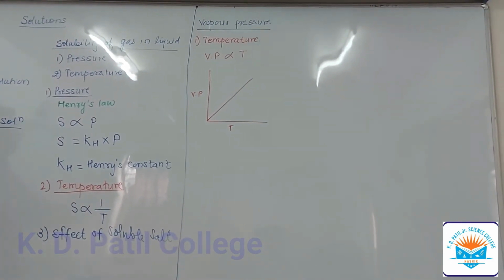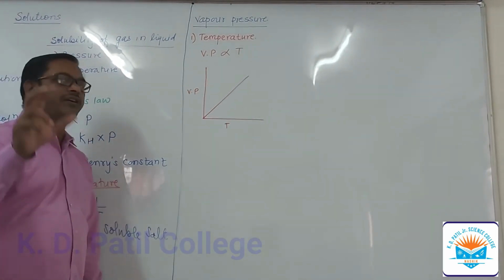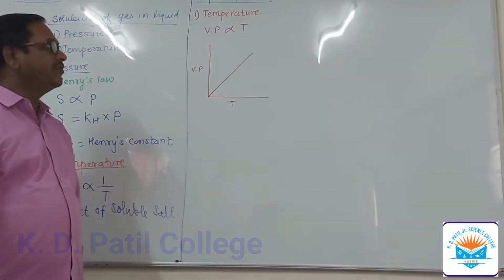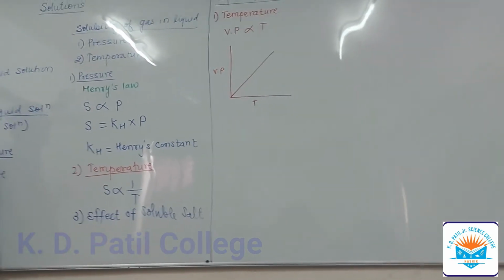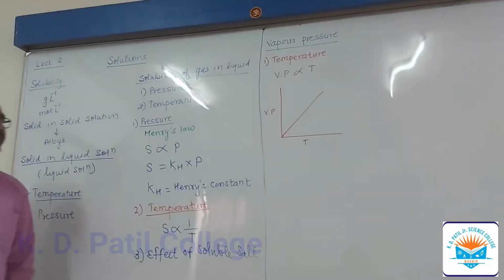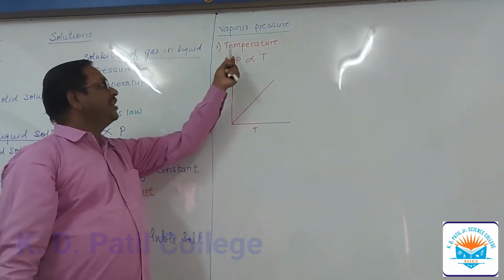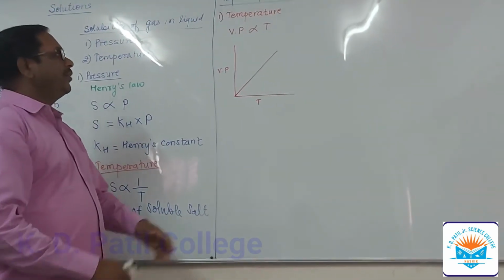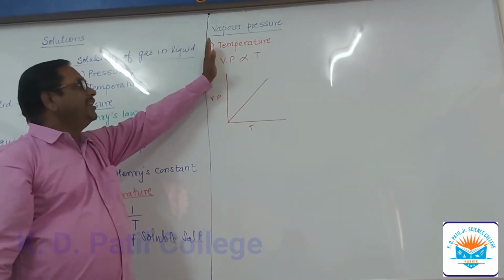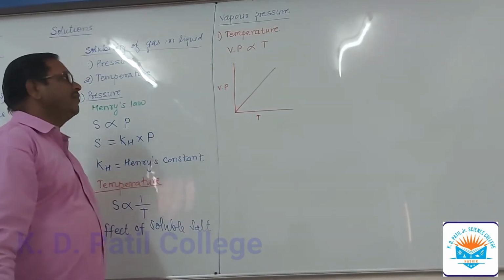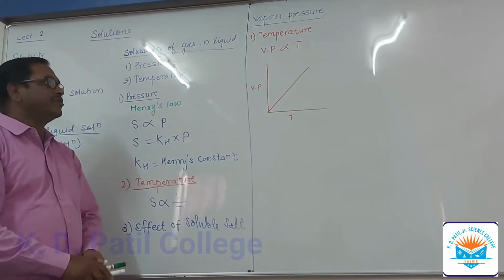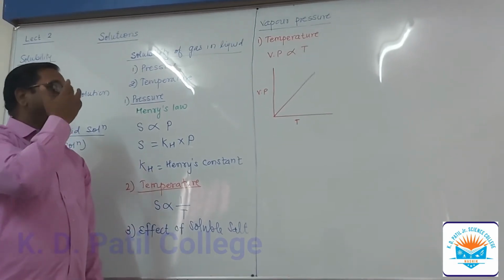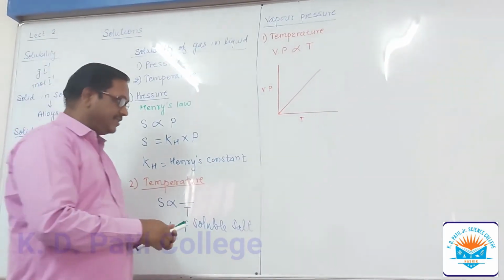In this way, the pressure exerted by the vapors of a liquid on its surface which are in equilibrium with the liquid state is known as the vapor pressure of liquid. Another point is the factors affecting the vapor pressure of liquid. Temperature affects the vapor pressure. Vapor pressure of liquid is directly proportional to the temperature. When temperature increases, vapor pressure of liquid also increases.